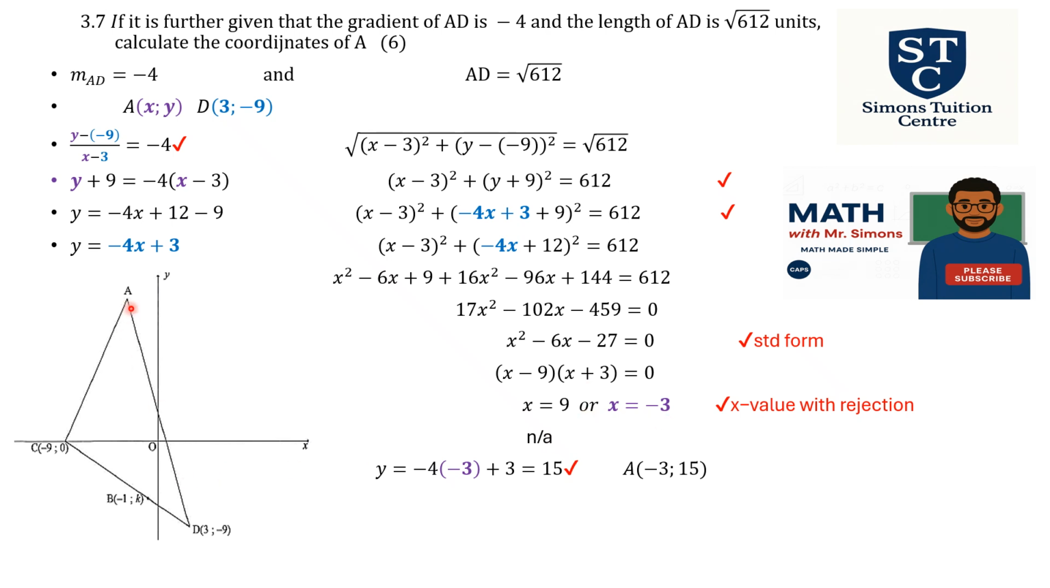Now A is in the second quadrant, so x can't be positive. Therefore that answer is not applicable. We're working with x equals -3. So I substitute back into y: -4 times -3 plus 3. That gives me positive 12 plus 3, which is 15. So the coordinates of A would be (-3; 15).